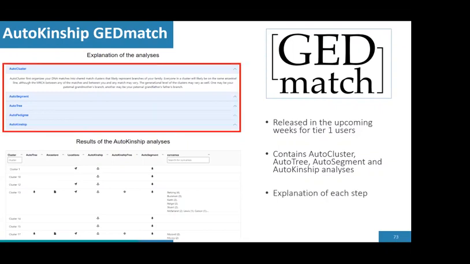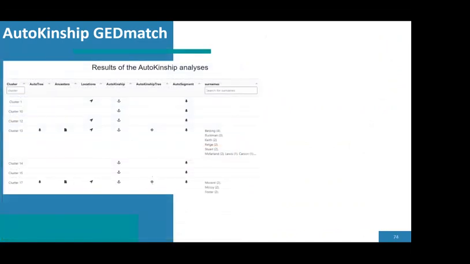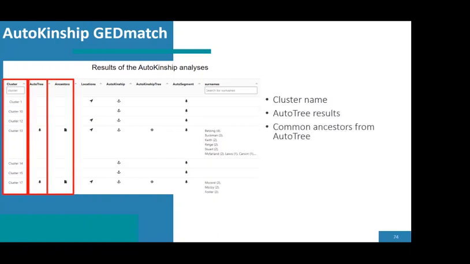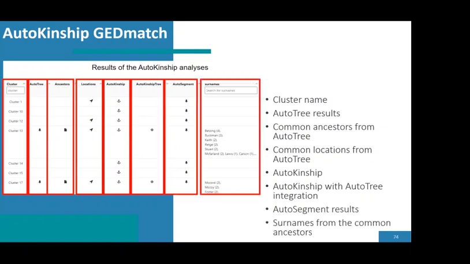Underneath the animated chart, there's a section nowadays available that explains every step. If you click on a tool, then you get a short description of how the tool is working. We now provide an overview table that contains clickable icons to each of the individual tools. So the result of the auto kinship report table has the links to the different analyses. So first, the cluster name for which the results have been found. It's the first column. Then we have the AutoTree results, the common ancestors by AutoTree, the common locations found by AutoTree, the auto kinship trees, the auto kinship trees with AutoTree integration. We'll discuss this new feature in more detail in upcoming slides. AutoSegment, and the common surnames found by AutoTree.